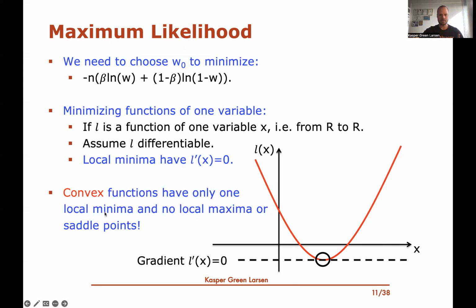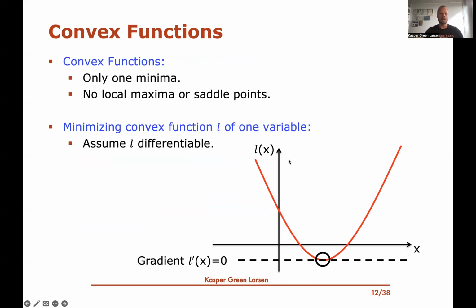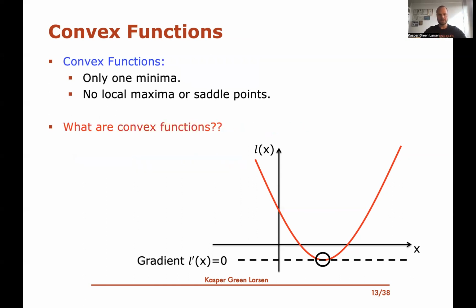Of course, what is a convex function? Convex functions really only have one minimum and no local maxima and no saddle points. So if I want to minimize a convex function that is differentiable, then I can just compute the derivative and set it to 0. That's the strategy that we'll try to follow. Okay, but first, of course, to do this, we need to understand what convex functions are so that we can check whether a given function is convex.